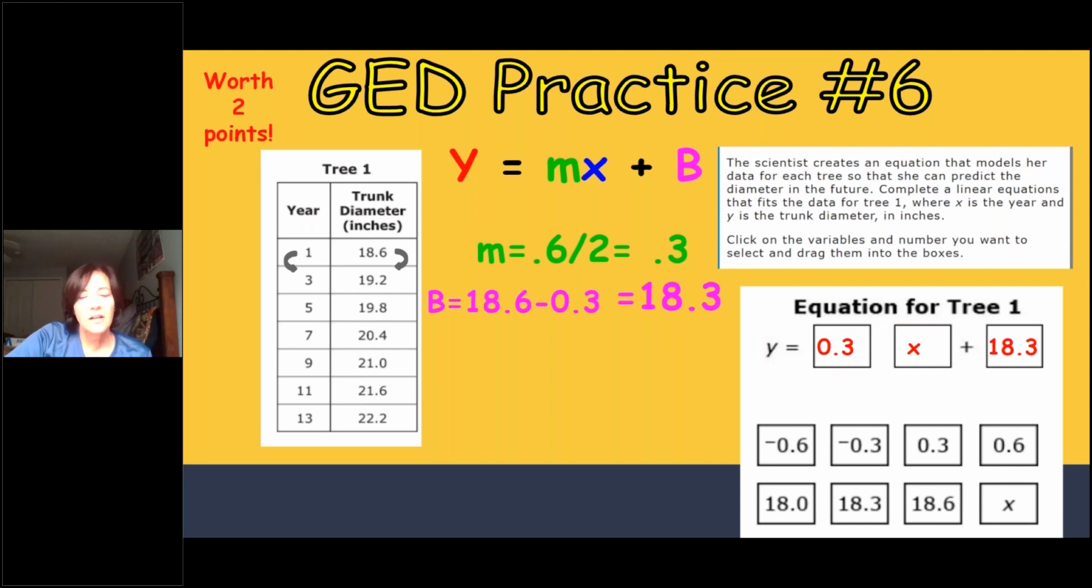And so that was a pretty tricky question. I think most students could figure out the 0.3x part. 18.3 is going to be a little more of a struggle. My guess is that's why it's worth 2 points, so you could at least get 1 point for calculating the slope.